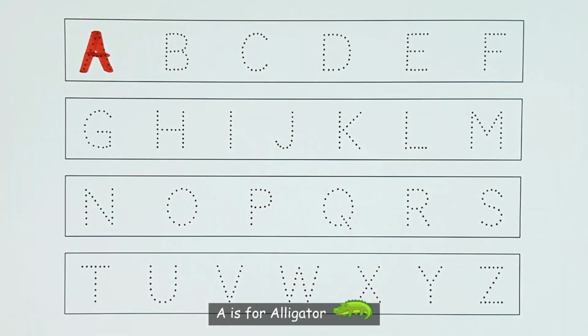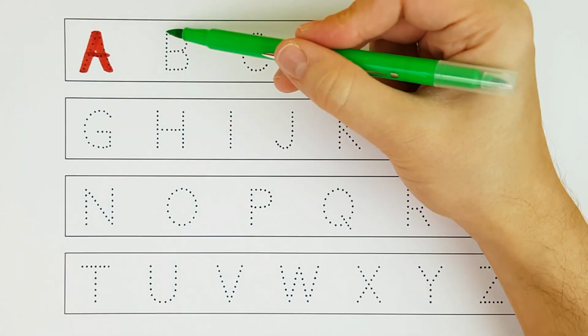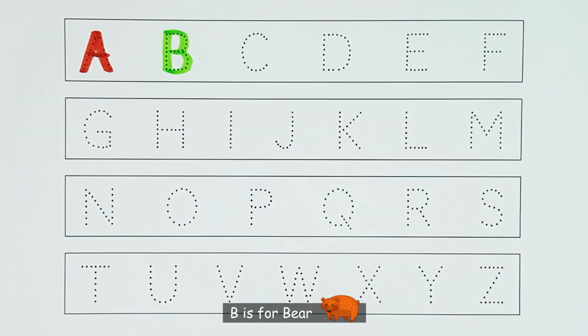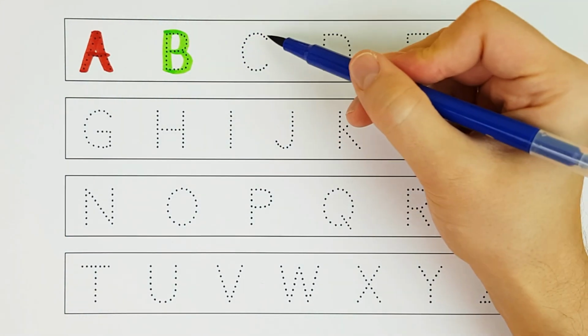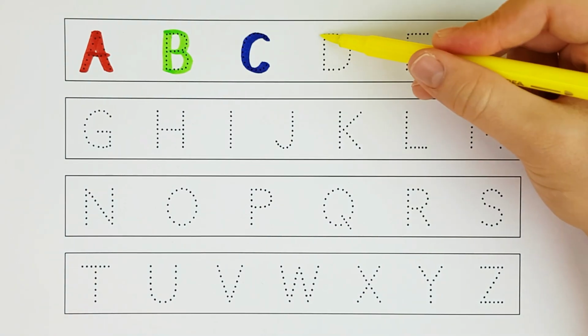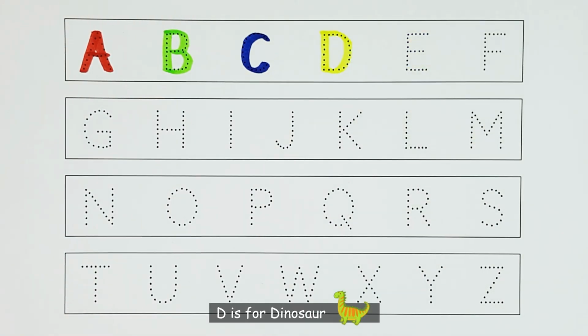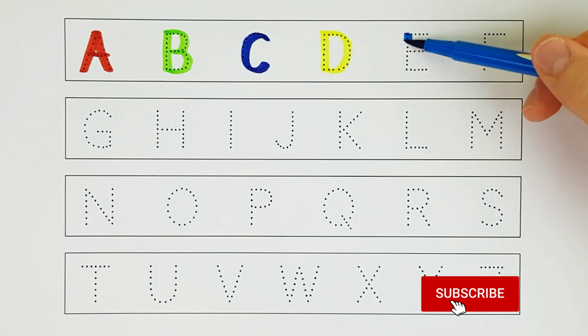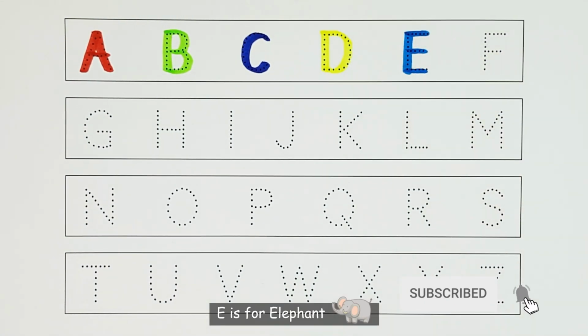A is for alligator. A. B is for bear. B. C is for cat. C. D is for dinosaur. D. E is for elephant. E.